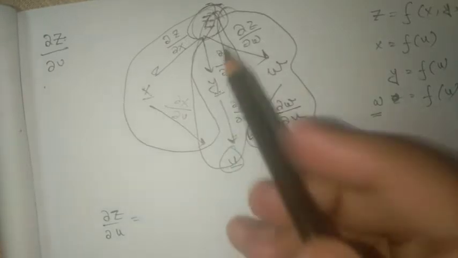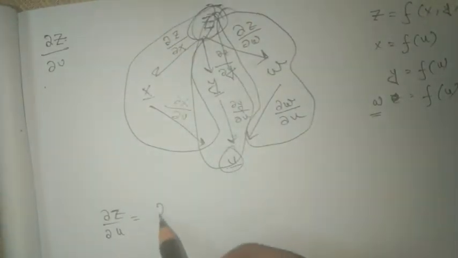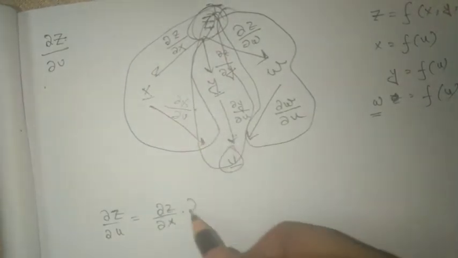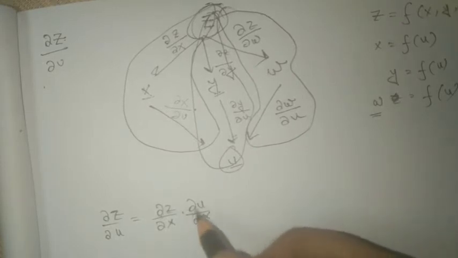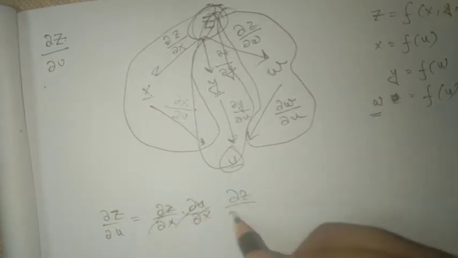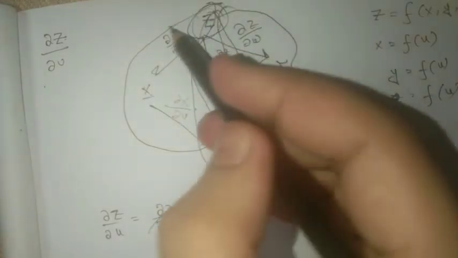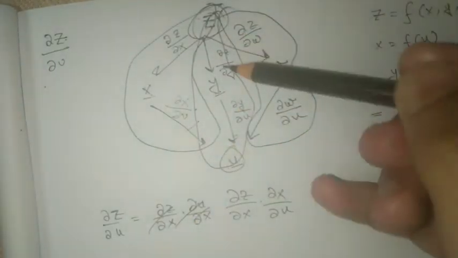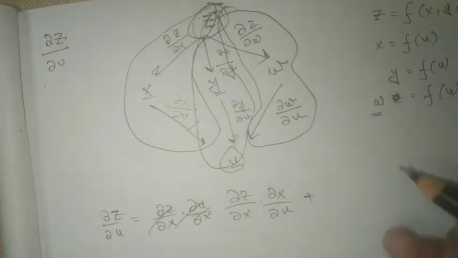Del z del u equals, see this first line, it is del z del x into del x del u, right? You have to just write the product of this first line. See the second line, and now you have to just add.